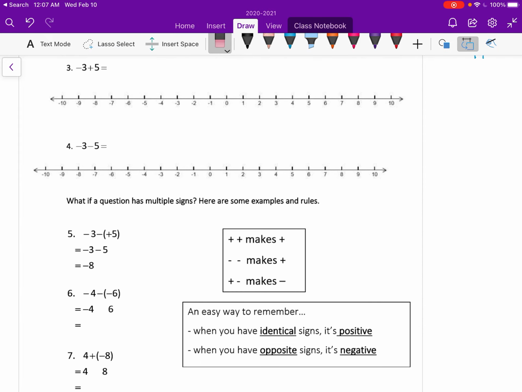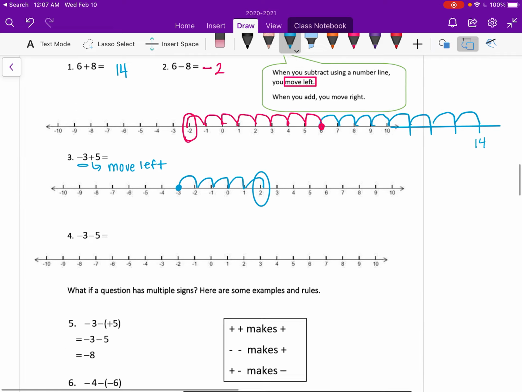Okay, so here we have this. It says -3. So we know our starting point is -3. Plus means move left by 5. So let's do that. 1, 2, 3, 4, 5. So my answer is positive 2.